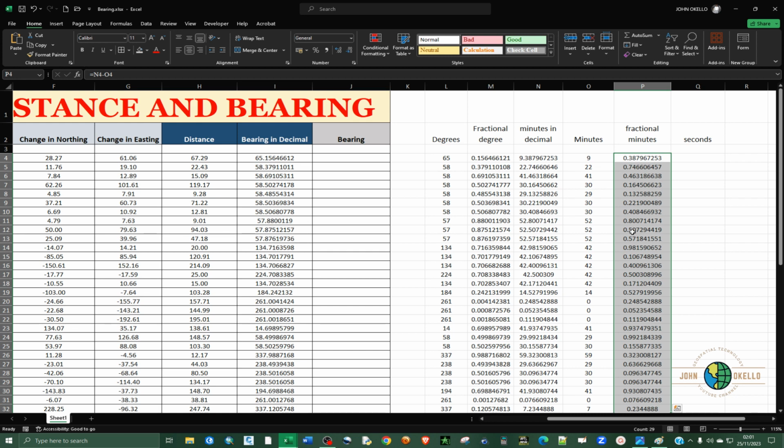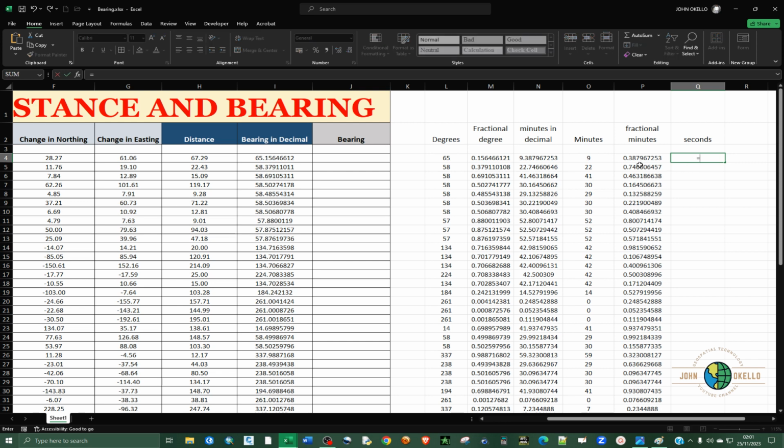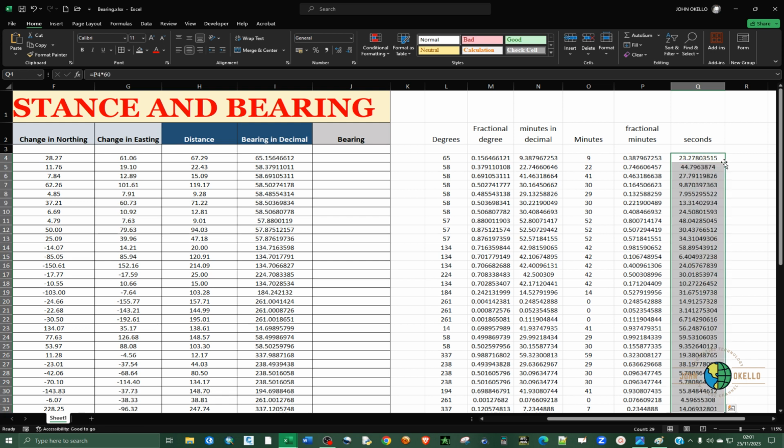So this fractional part again is going to help us calculate the values in seconds. So again, repeat the same process. In order to convert minutes to seconds, you multiply the value by 60. So equals this fractional part, again you multiply by 60. Click enter, then double click.